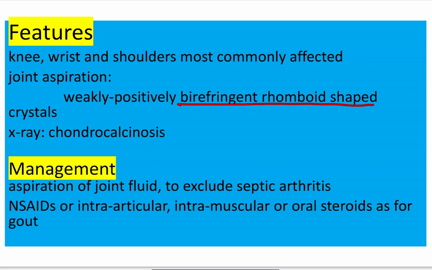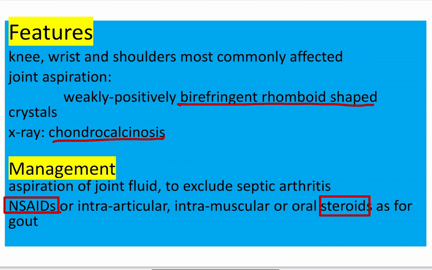And on X-ray, what change occurs? On X-ray, chondrocalcinosis develops. What is the management? Aspiration of joint fluid is actually for diagnosis, to exclude septic arthritis. NSAIDs are usually given, and intra-articular, intramuscular, or oral steroids as per gout. So one option is an NSAID, and the second is a steroid. But first of all, we have to differentiate from septic arthritis by aspiration of the joint fluid and laboratory examination of the fluid.